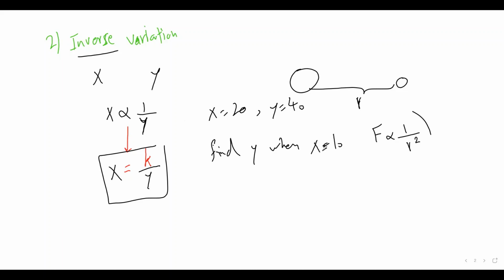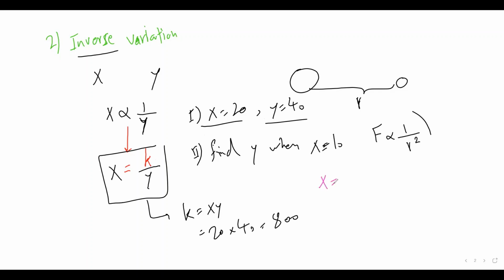So find y when x is 10. Okay, so this is the first part of the question. This is the second part. The first part, or the condition part, helps us to find the value for k. So let's replace these values. If this is the formula, then k is nothing but xy, and x is 20, y is 40, so I get 800. Now, the new version of the formula is x is equal to 800 over y.